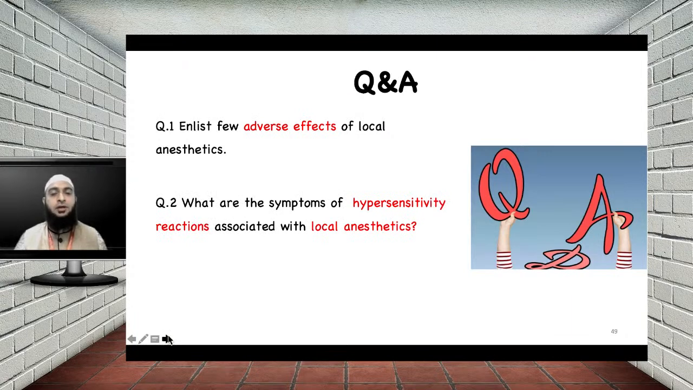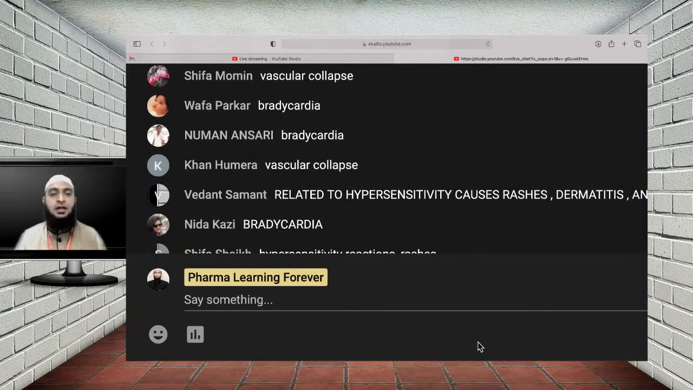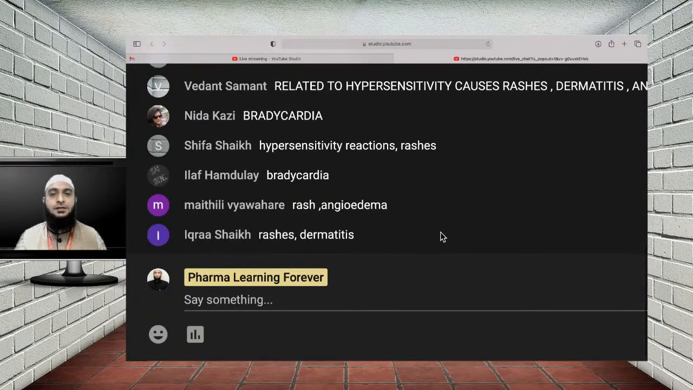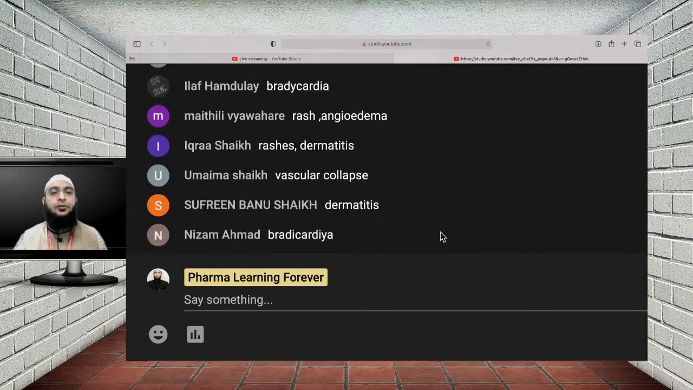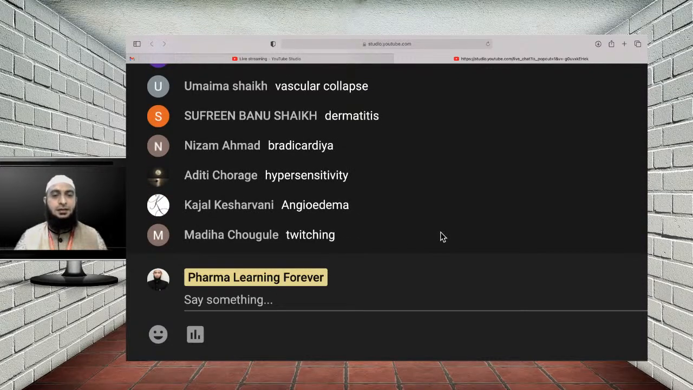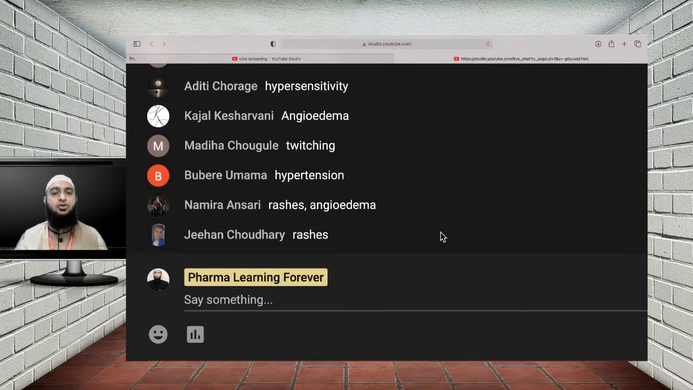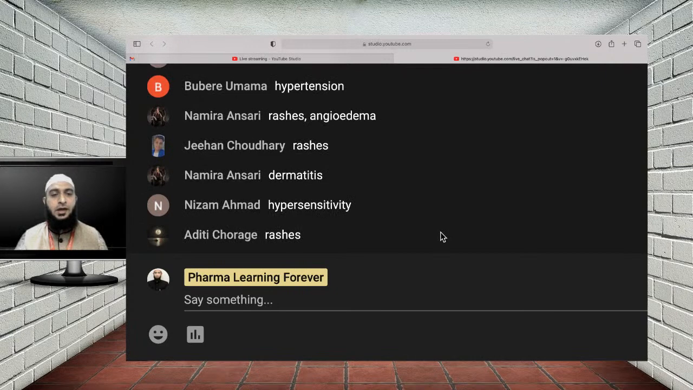What are the symptoms of hypersensitivity reactions associated with local anesthetics? Mithili mentioned rashes and dermatitis. Yes, patients suffer from rashes and dermatitis. Kajal mentioned angioedema, that is, swelling caused by fluid accumulation in tissues. Okay.